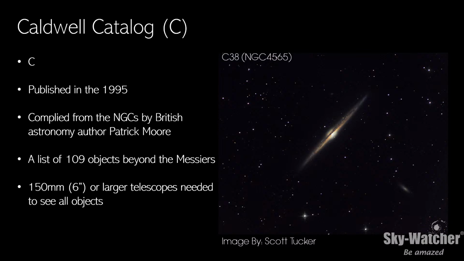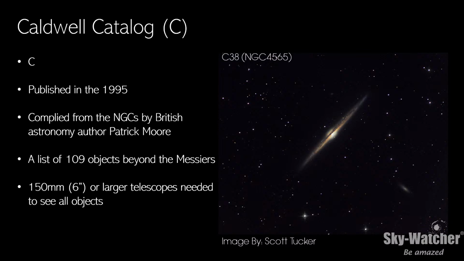It's another collection of objects. There's actually a couple different books on the Caldwell Catalog. So if you want something to take out to the field, something a little bit more advanced than the Messier Catalog, but maybe you don't have time to go through all 8,000 objects of the NGCs and find every single one you want to look through.